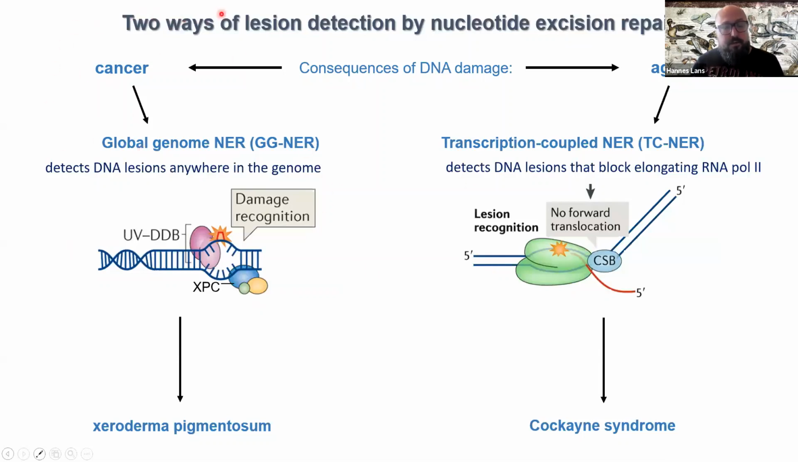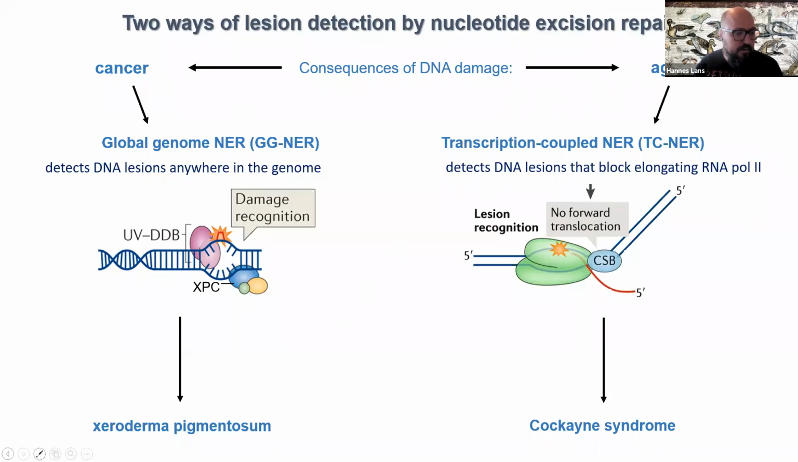Cancer you see, for instance, with deficiency of the global genome nucleotide excision repair pathway, and aging you see with inherited deficiency of the transcription-coupled nucleotide excision repair pathway. Deficiencies in global genome nucleotide excision repair lead to the syndrome we call xeroderma pigmentosum, and deficiencies in transcription-coupled nucleotide excision repair are associated with another syndrome called Cockayne syndrome.